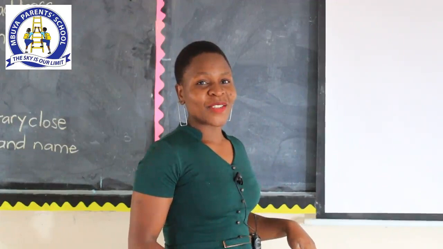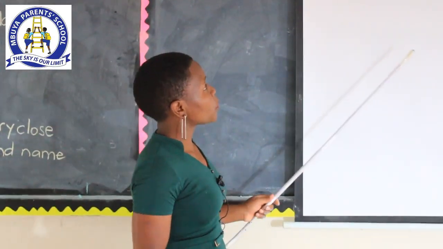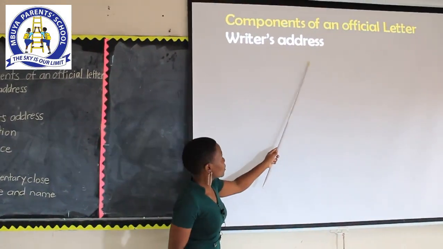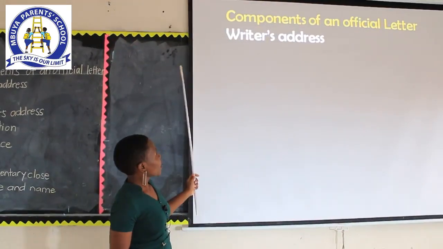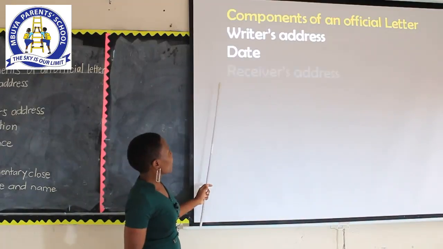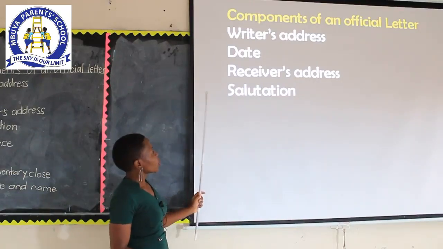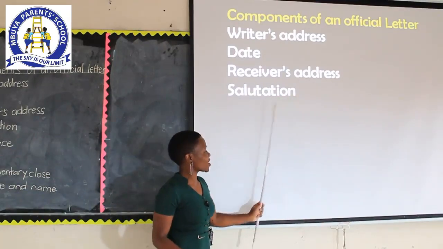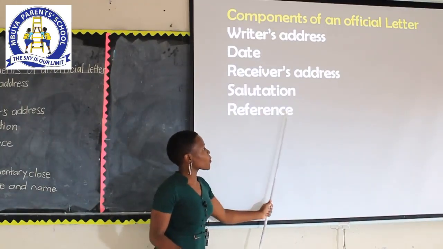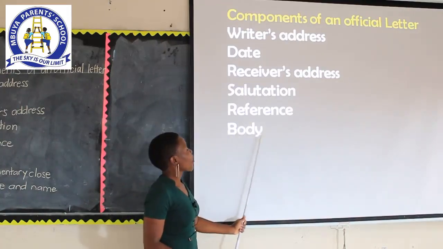Now let us look at the different parts of an official letter. The first part, a good official letter must have the writer's address. After the writer's address, the second part should be the date. From the date, we should have the receiver's address. After the receiver's address, you should not miss out on the salutation. After the salutation, we should have the reference, or the main reason.